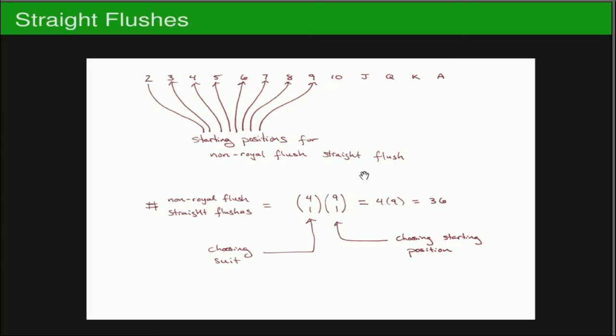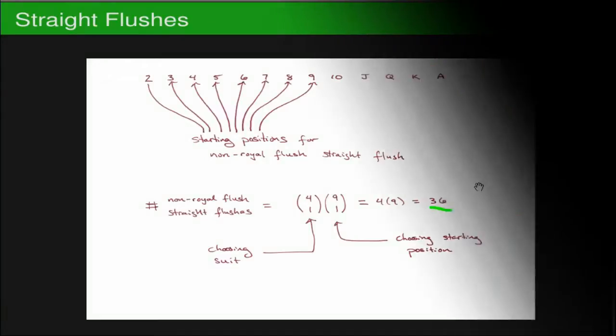So the attributes that determine what a royal or what a straight flush is going to be will be your starting position and the suit that you are using. And so these are 2 different independent choices. So our total number ends up being the product of those 2 numbers. So 4 choose 1 gives us 4, 9 choose 1 gives us 9. So we've got a total of 36 possible non-royal flush straight flushes.